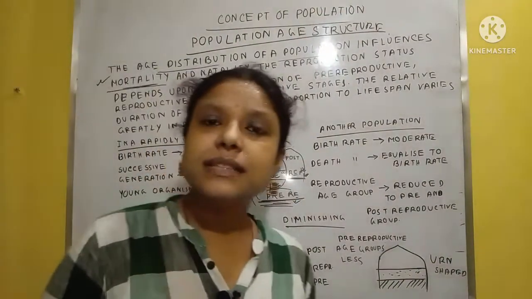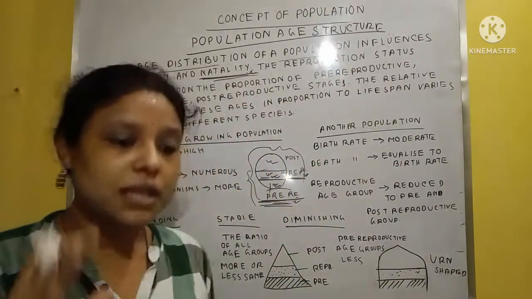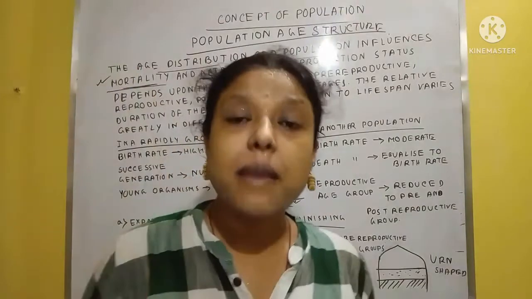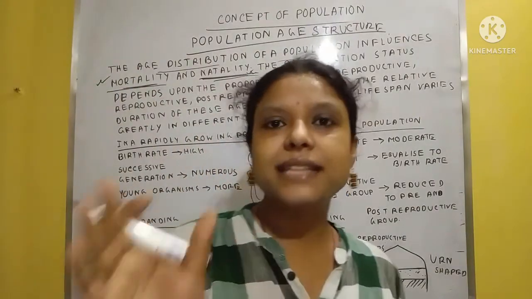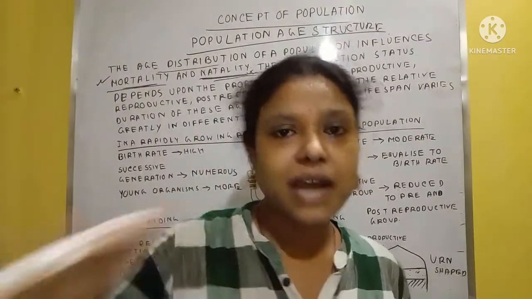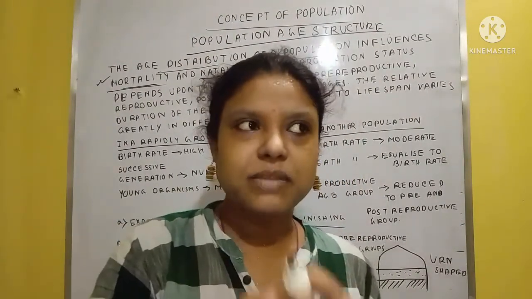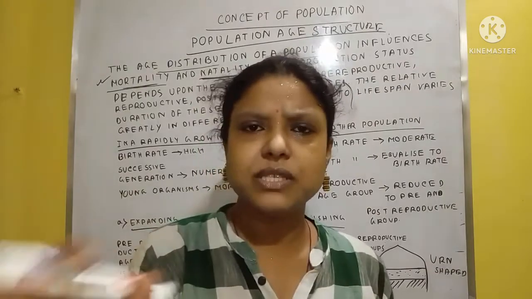If the mortality rate is low but the natality rate is high, what happens in that situation? There the population will increase gradually. But where the mortality rate and the natality rate are both equal, or both stable, that means the population is sustained.